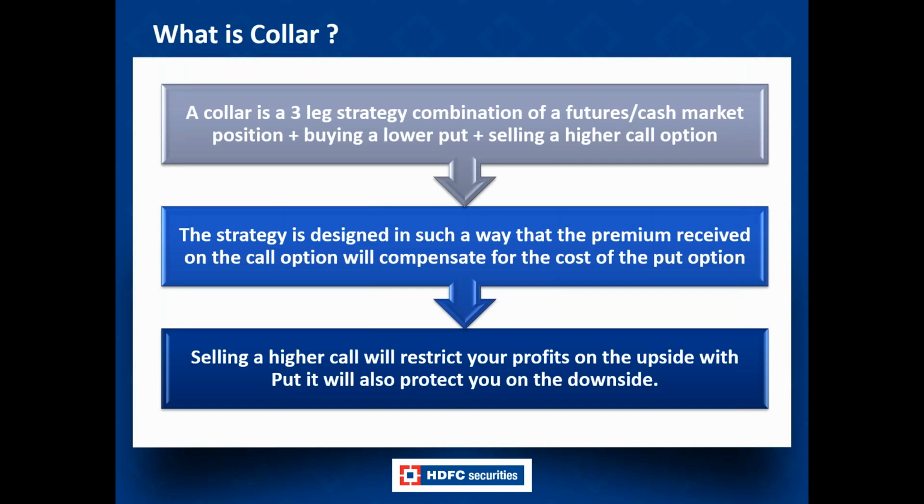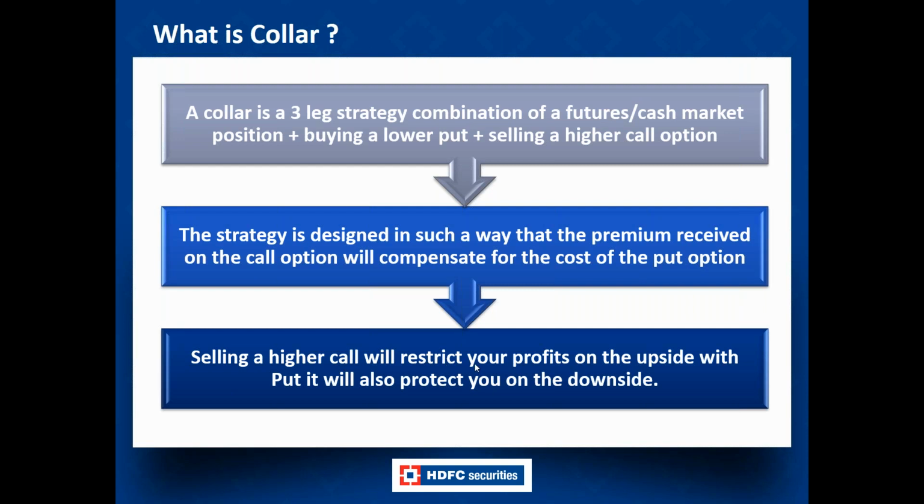A collar is a three-leg strategy, a combination of future or cash market. If you buy any position, simultaneously you are buying a put option to protect on the downside, and you are selling a call option to reduce the cost of buying your put option. If you buy a put option, there is a premium which you need to pay, but simultaneously you are selling a call option. Whatever premium you get by selling the call option, you can compensate for the premium of buying the put option. So net, there is not much extra cost involved to give you protection. The strategy is designed in such a way that the premium received on the call option will compensate for the cost of the put option.